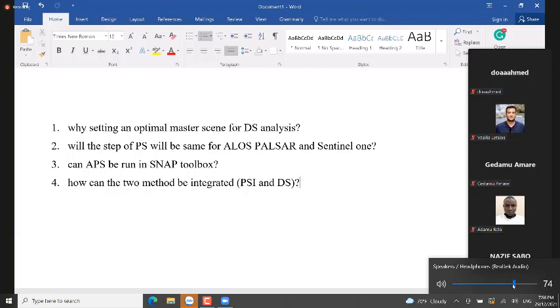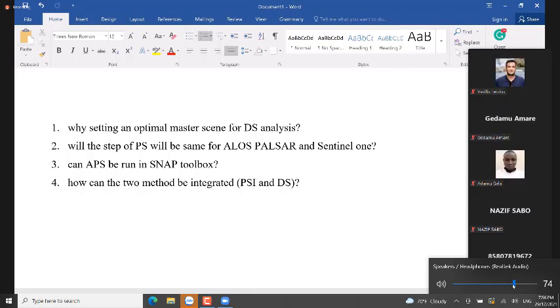Why set an optimal master scene for DS analysis? Yeah, I will show you next time. We will talk about that. I had to stop here now for time. But that is an important part of DS analysis, and they have different kinds of connecting them. So I will show you by continuing the lecture next time.